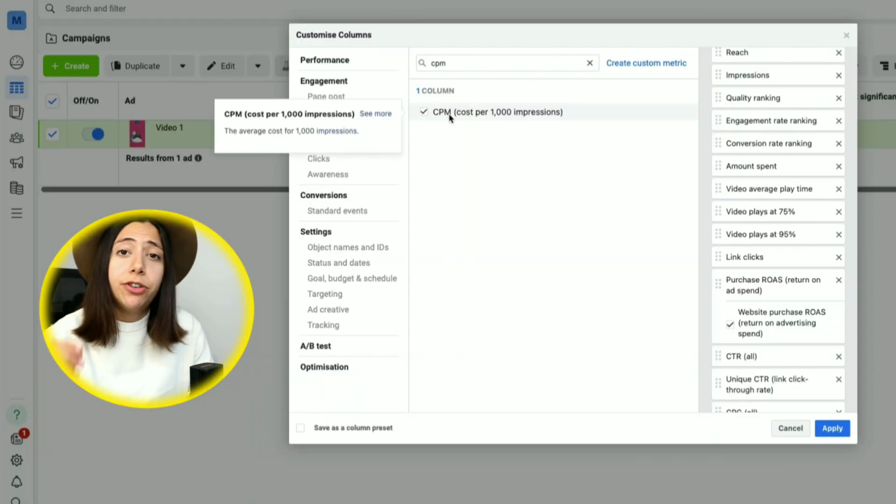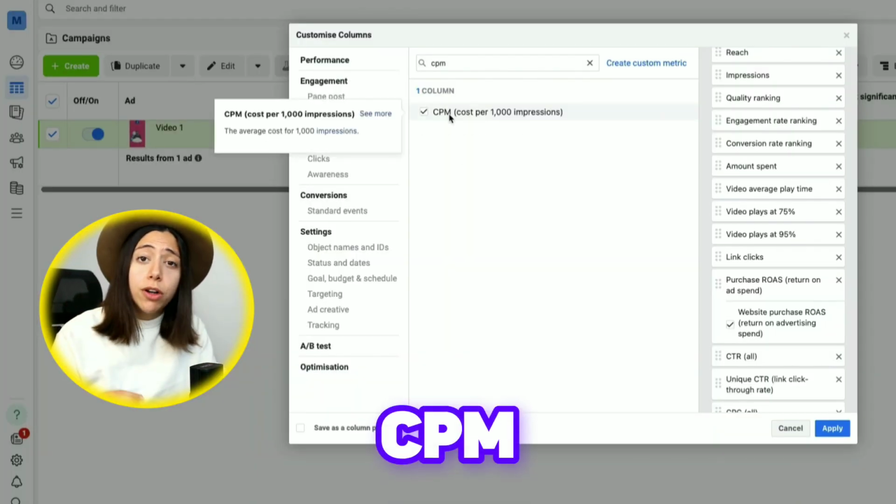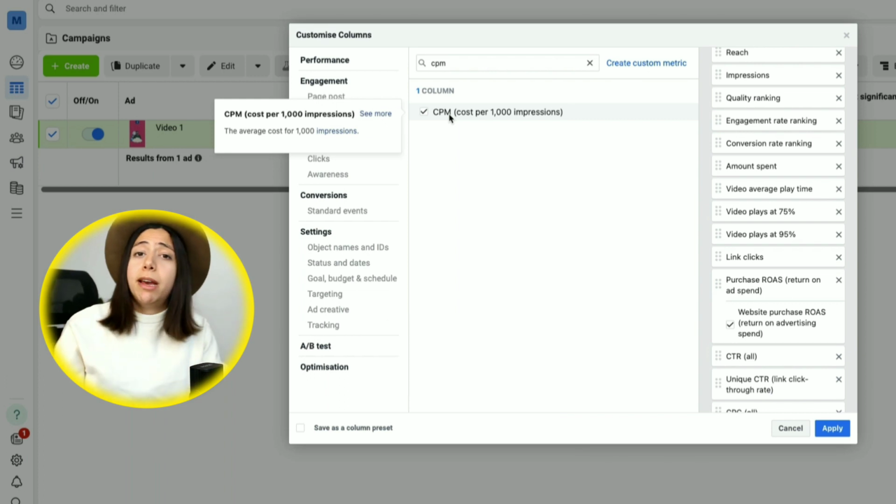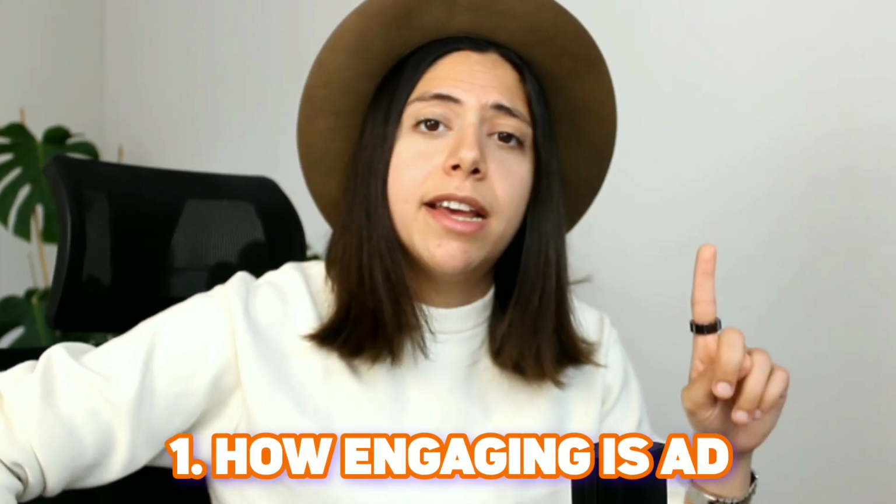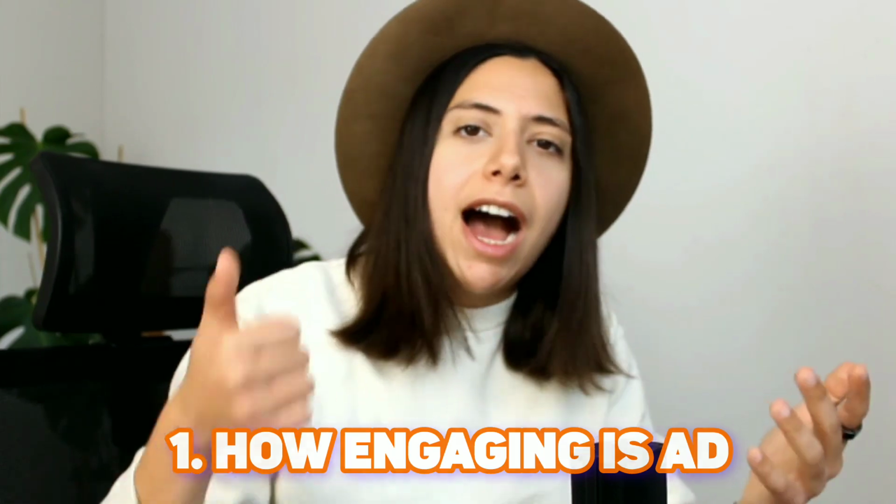The next metric to add is your CPM. That's your cost per 1,000 impressions. CPM, cost per 1,000 impressions. This is internally calculated by Facebook, and it's basically calculated around two things. Number one is how engaging is your ad. The higher engagement there is, the lower your CPM is, and the better that is, of course.